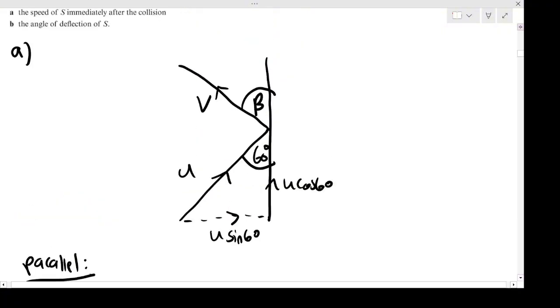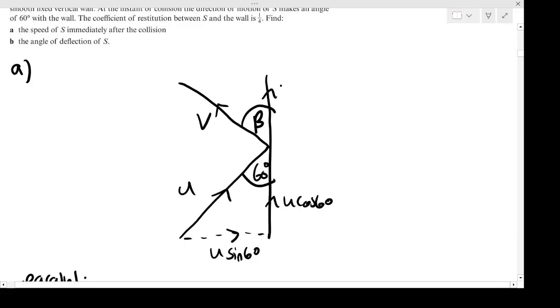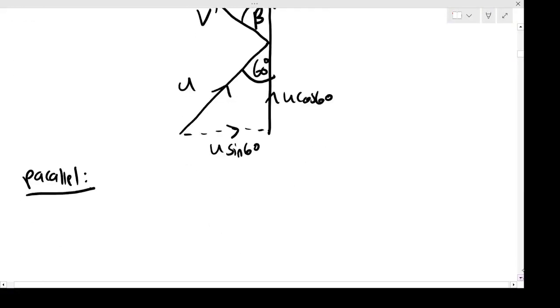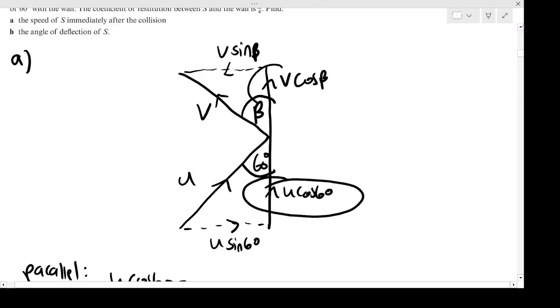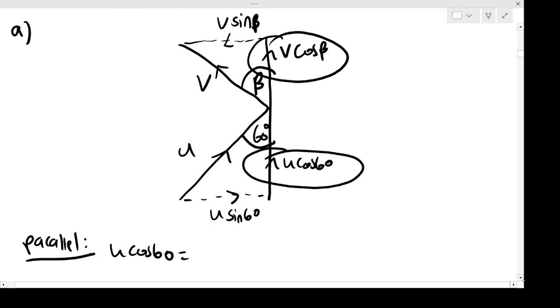And then afterwards, again, we're going to have v cos beta, and then upwards of v sine beta. So I'm literally just splitting up the speeds into vertical and horizontal parts like that. Okay, so firstly the parallel parts, that go along the wall, well, this part goes along the wall, right? u cos 60, that's going to equal the other part afterwards of v cos beta here. Okay, and that's my first equation.